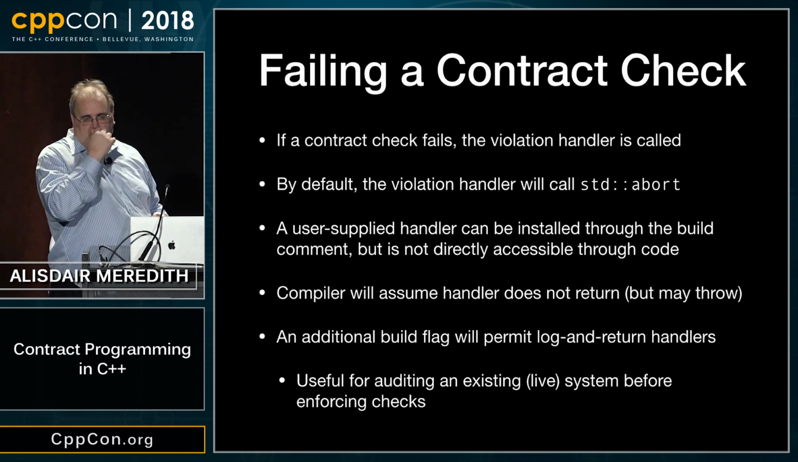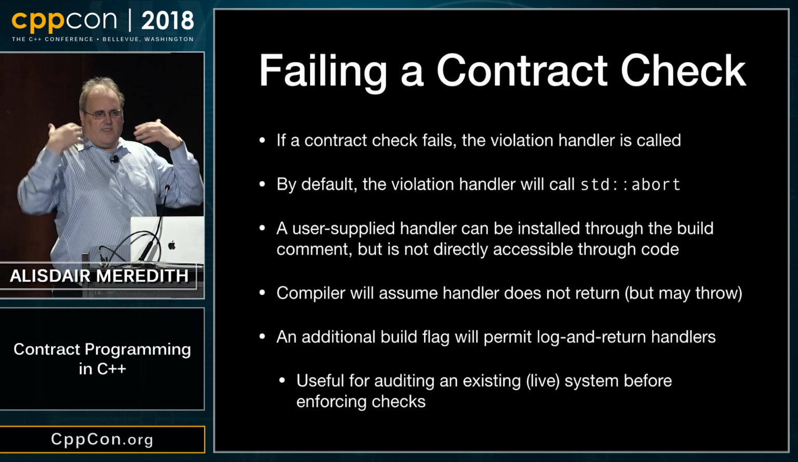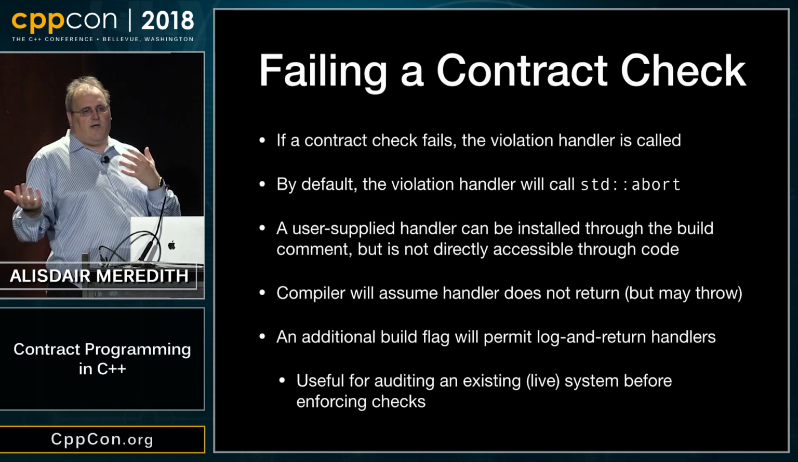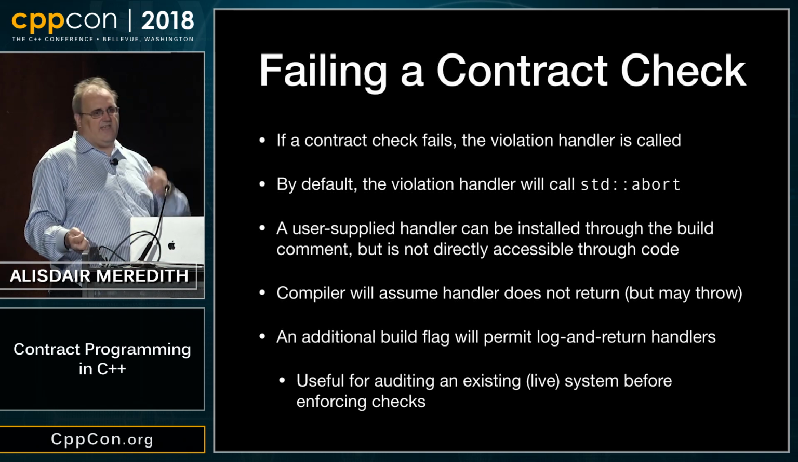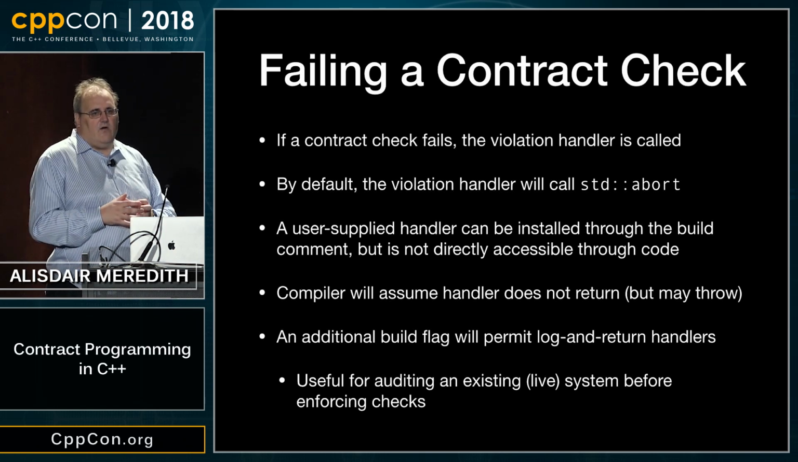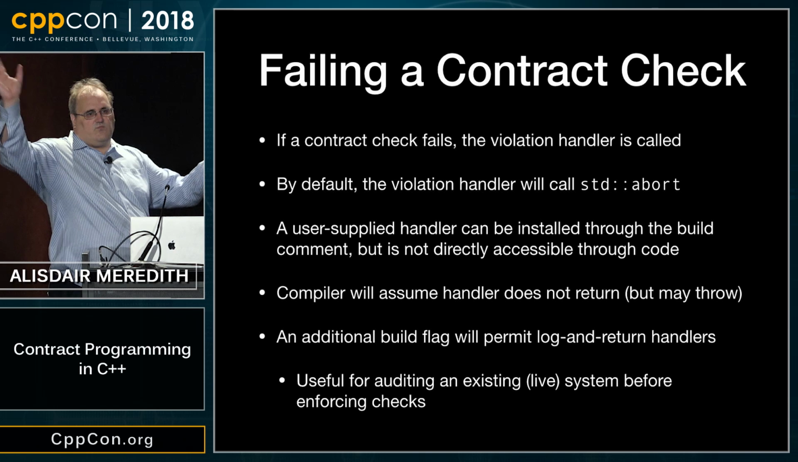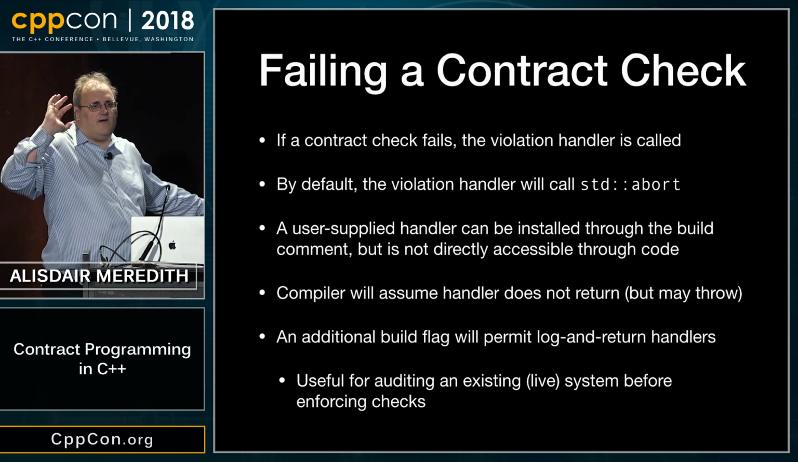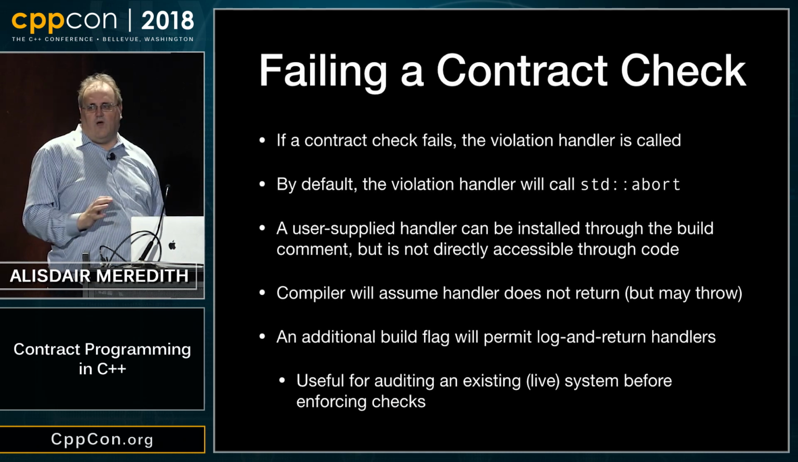There's an additional assumption that your violation handler is either going to terminate and tear the process down, or it's not going to return by a regular control flow, so it might throw an exception. A second switch says, well, we'll actually allow the check to do whatever it said it was going to do, and then continue running the program into our potentially undefined behavior. Why would we ever want this?